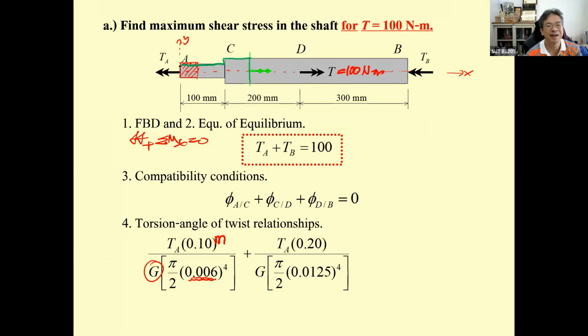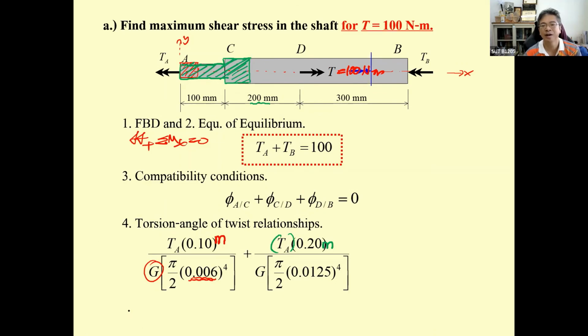So let me put this one for the second free body diagram. And then what is going to be this one? This one is going to be T sub A as before, and 200 millimeter is 0.2 meter, and then G, J.